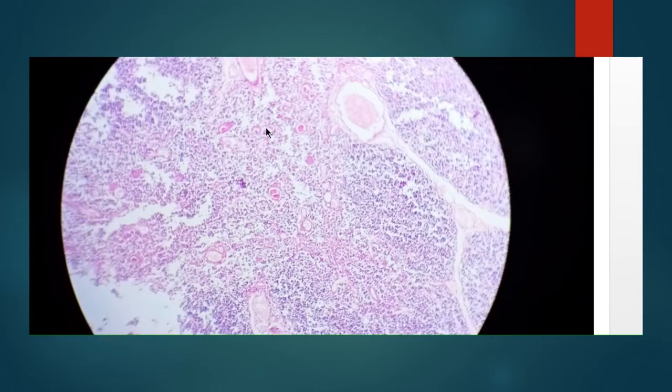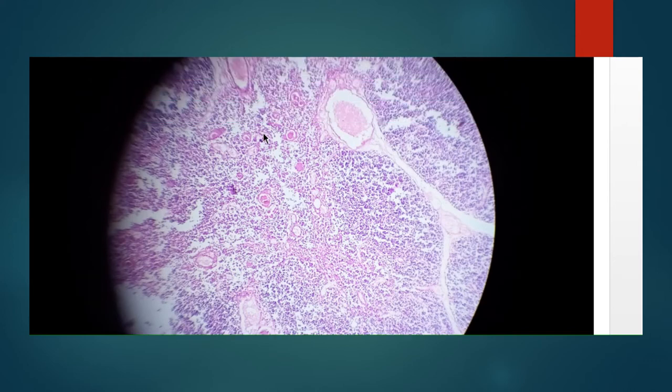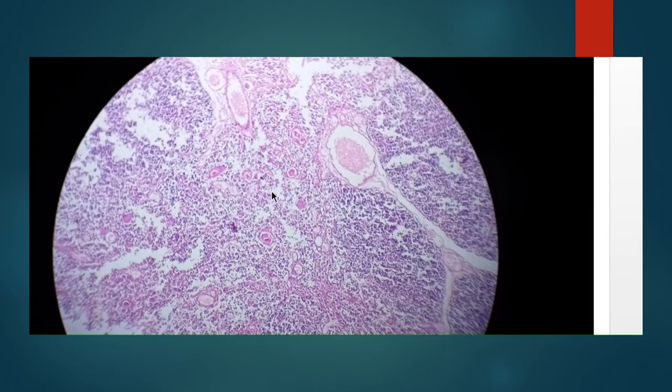Yeah, here it is. Little good. These are the Hassall's corpuscles. Hassall's corpuscles are present in the medulla part of the thymus lobules. In the cortex part, you can identify the presence of lymphocytes and connective tissue septa, which is separating the thymus into lobules. This is also the thymus. Here you can see the Hassall's corpuscles. Can you find out clearly? Yeah, beautiful diagrams. Yeah, this is also thymus.